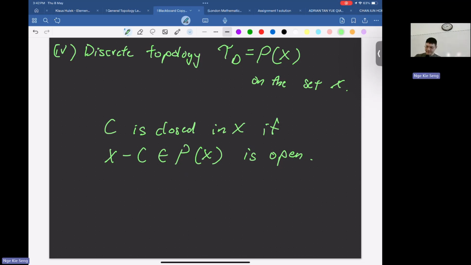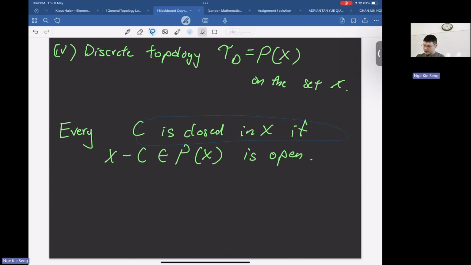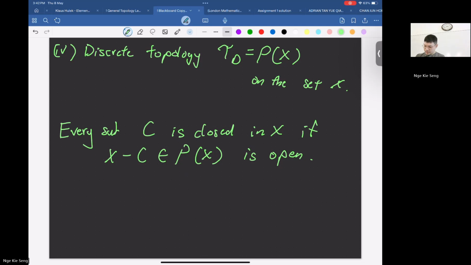有没有颠覆三观？Okay. So actually, every subset C of X is closed in X. Because if you take it away, the complement is still a subset of X, which is an element of your power set, so it is open. So it is at the same time closed and open, every subset of X in the discrete topology.